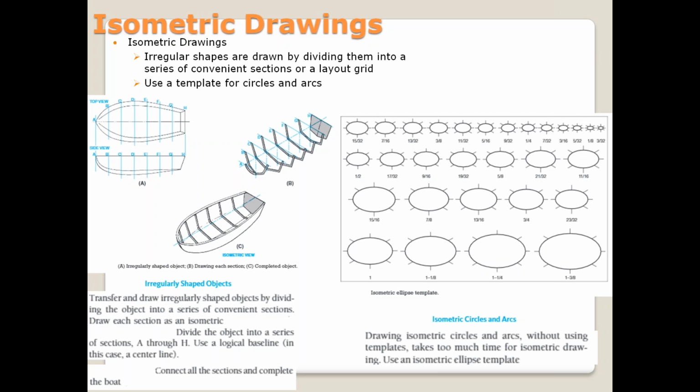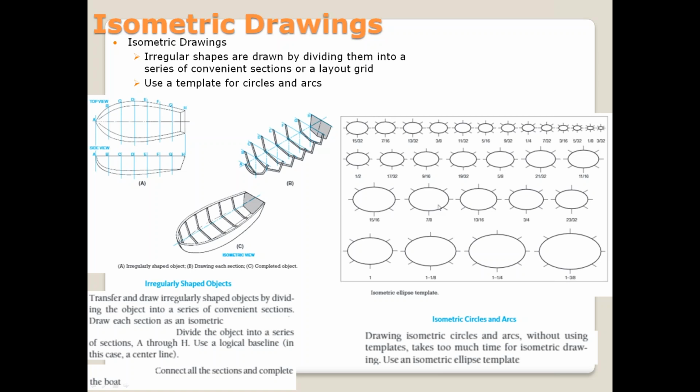Divide the object into a series of sections A through H. Use the logical baseline, in this case a center line. Connect all the sections and complete the boat. So this is the principle by which you can come up with the boat. And okay, let's jump onto the isometric circle and the arc.